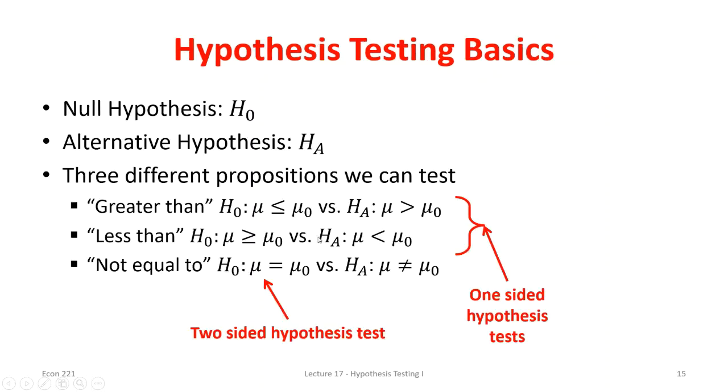Eventually, probably sometime next week, we'll work through some examples, and I'll show you why it doesn't really matter if we include the equality here. But technically, to be correct, we should be putting the equality in the null hypothesis, as opposed to the alternative, okay?